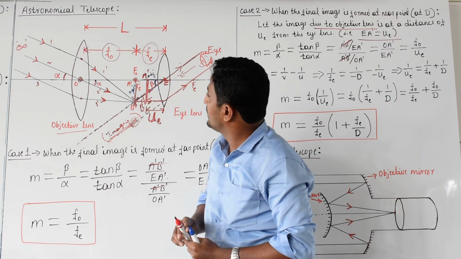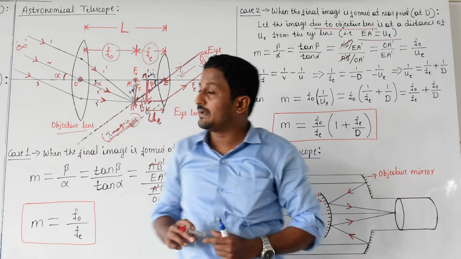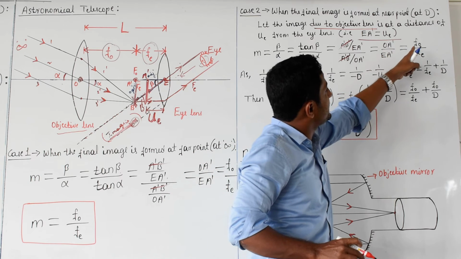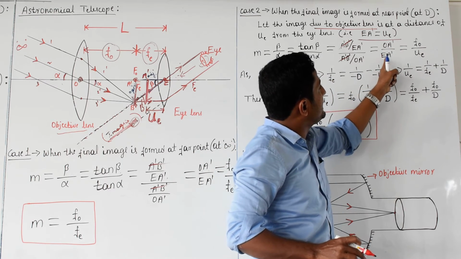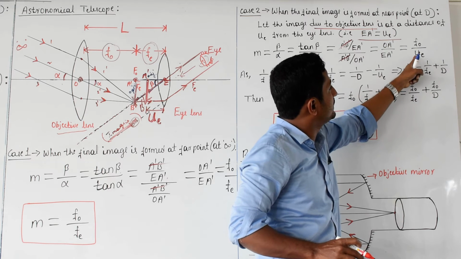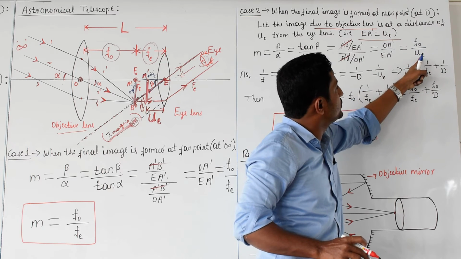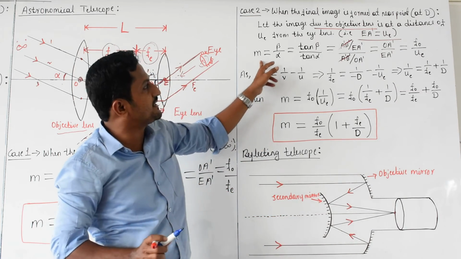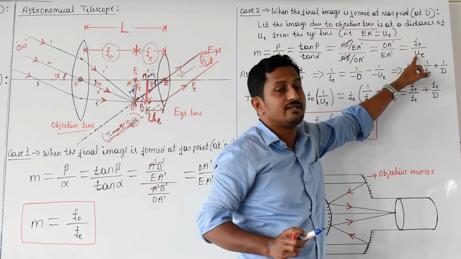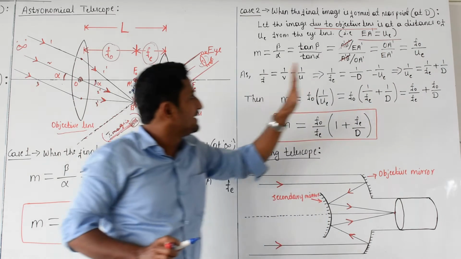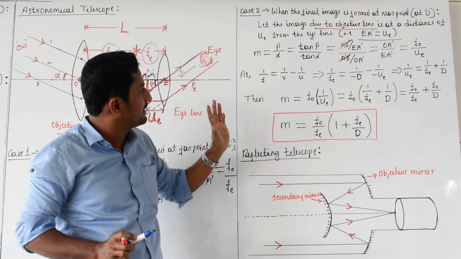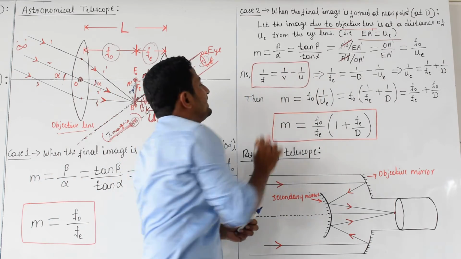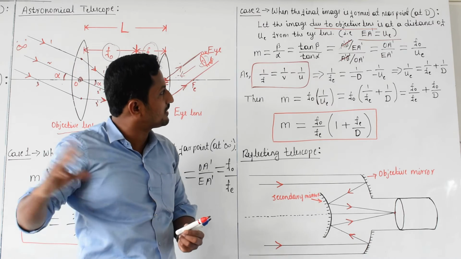Concentrate on the diagram. Again, OA' is FO, divided by EA', which is UE. So FO by UE. The magnifying formula is M equal to FO by UE. Here, a small imagination is needed. This is the thin lens formula, which we already got.